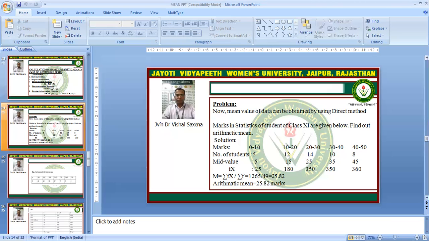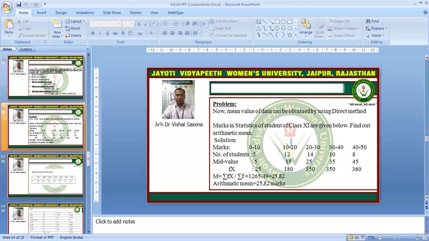Initially we have calculated the mid value, and the mid value is given by the lower limit plus upper limit upon 2. So 0 plus 10 upon 2 is 5. 10 plus 20 upon 2 is 15. 20 plus 30 upon 2 is 25. 30 plus 40 upon 2 is 35. 40 plus 50 upon 2 is 45. So these are the mid values.